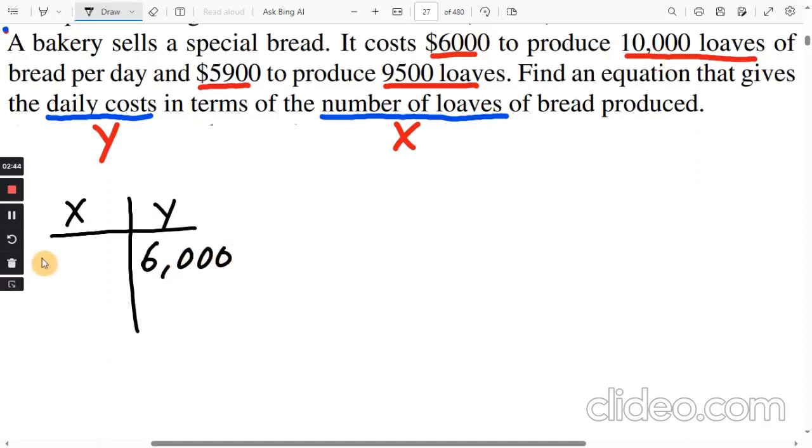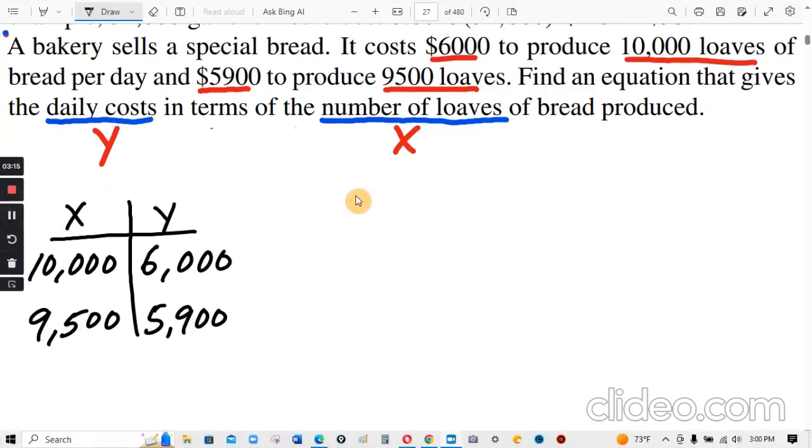$6,000 is 10,000 loaves of bread. And again, cost is y, so 5,900 gives you 9,500 loaves of bread. Okay, once again, we have our 2 points, and we can easily make a line. This time, I'm going to do the point slope form.